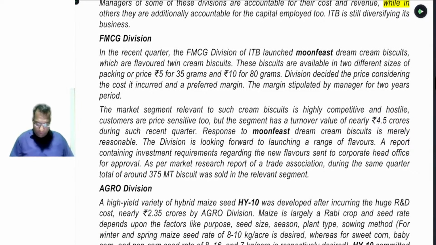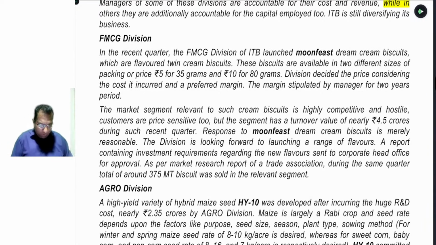Our response to our product is merely reasonable. So the department is looking forward to launch a range of flavor. For this, they require capital investment, and the proposal for capital investment has been sent to head office for approval. है ना? Market research बताता है for trade association during the same quarter, industry has sold 375 metric ton of biscuit. So this is the information about first department of our company, FMCG department.